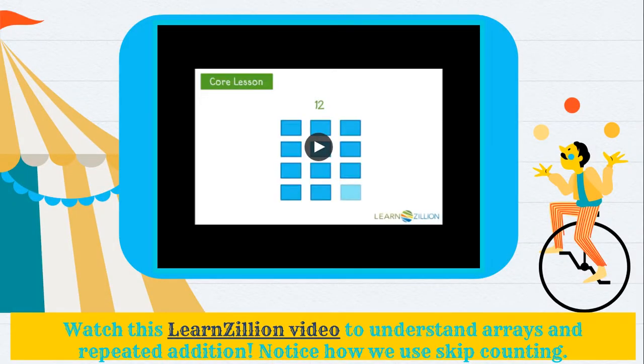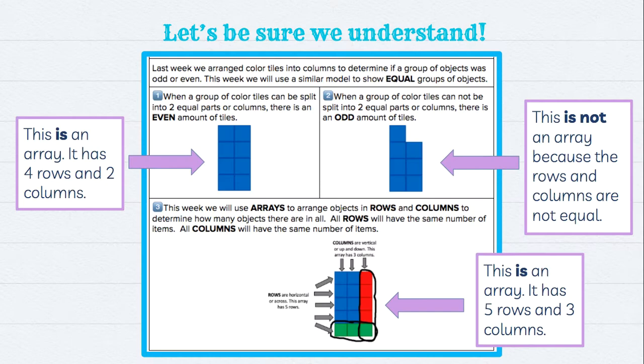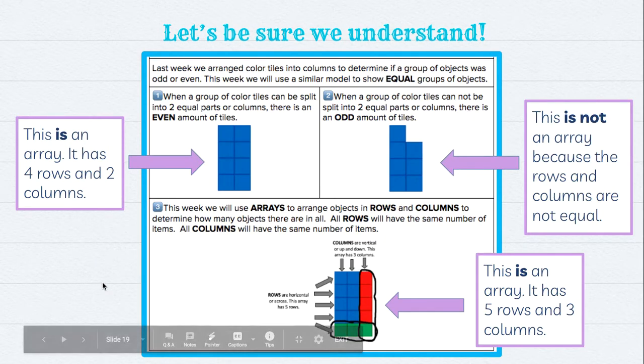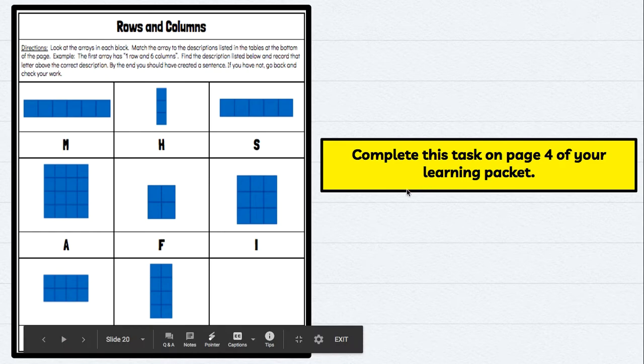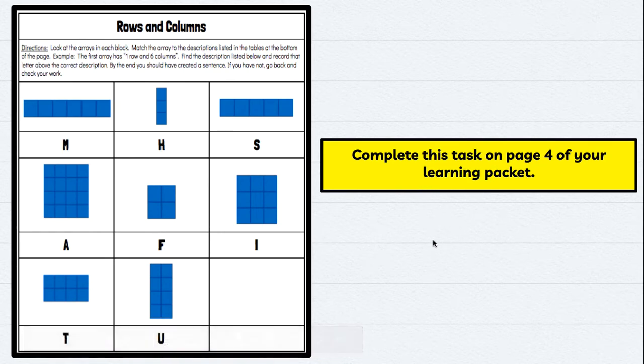Then you're going to watch another Learn Zillion video to understand repeated addition and how we use skip counting. After that, I want you to take a look at this slide just to be sure that you understand what an array is. Then you're going to complete this task on page 4 of your learning packet.